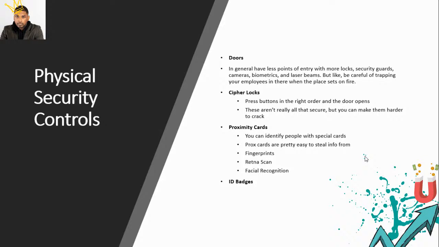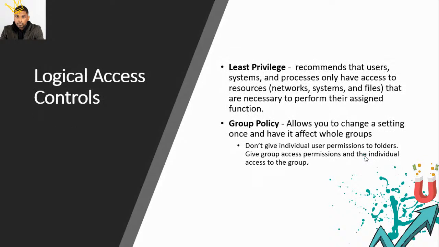So there's defense in depth again here, layered security: fingerprints, retina scans, facial recognition, ID badges. Now, logical access controls. Here we talk about least privilege, which recommends that users, systems, and processes only have access to the resources necessary for them to perform their assigned function. You don't want to just give people access to everything. You only want them to have access to what they need.